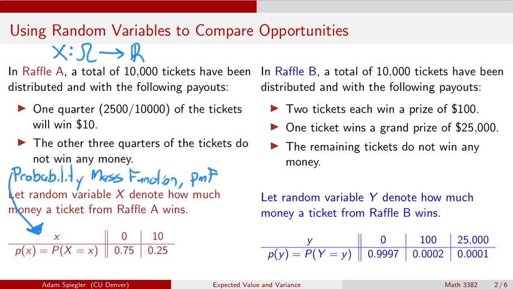And recall just general properties of random variables, which are the sum of the probabilities need to add up to 1. They should account for 100% of the sample space. So here, adding up the probabilities gives us 1. Adding up the probabilities for the PMF of Y also gives us 1.